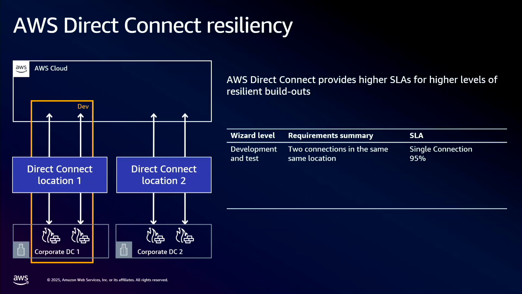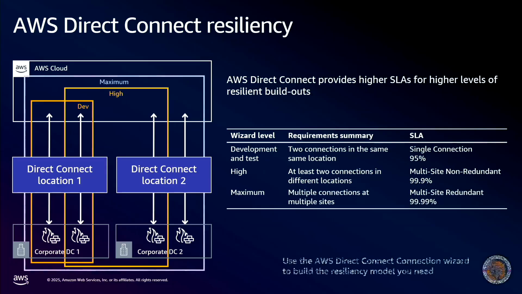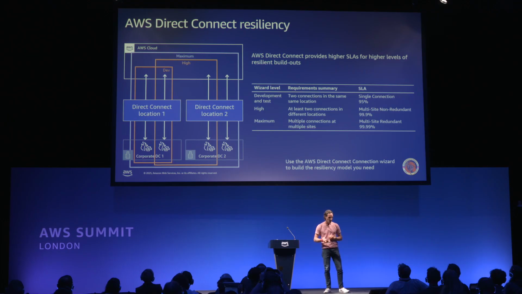If you're looking for something higher than that, maybe a 99.99% SLA, what you would need to do is take at least 1 connection in 2 physical locations, 2 different POPs on our backbone. Bringing that forward, perhaps to maximum resiliency, you can see where this goes: multiple physical locations, multiple circuits. And yes, we have a wizard in the console that can help you put this all together.